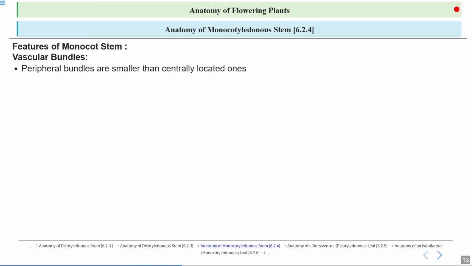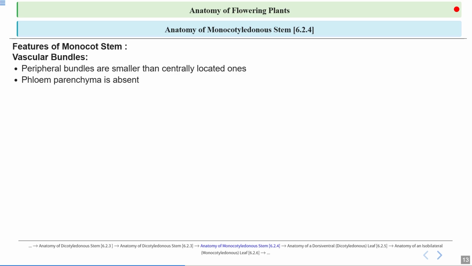Some other features of the monocot: vascular bundle. Peripheral bundles are smaller than the centrally located ones. Now see, the vascular bundles are also not of the same size. They are of different sizes. Peripheral bundles are smaller. If you see the vascular bundles present at the periphery of the stem, outerward, they are smaller in size, whereas the ones present in the center are larger vascular bundles. But in the case of dicot, all the vascular bundles are of comparatively the same size.